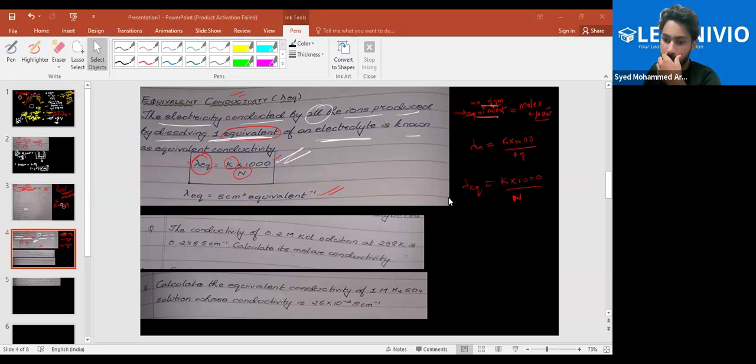Is the first one 0.2485 into 1000 by 0.2? Okay, so the first answer would be 0.285 into 1000 by 0.2. Okay, let's solve it and we'll discuss.